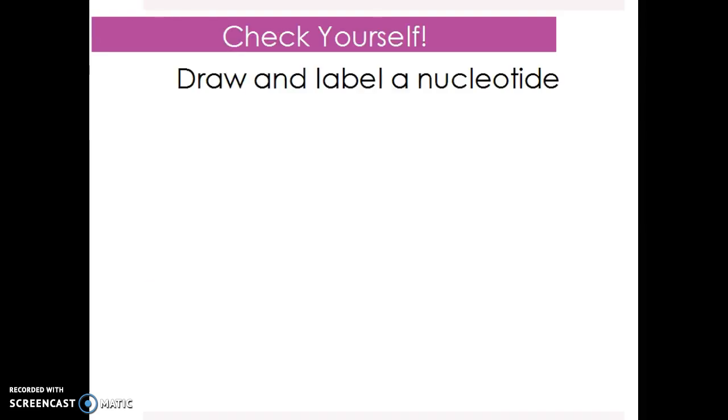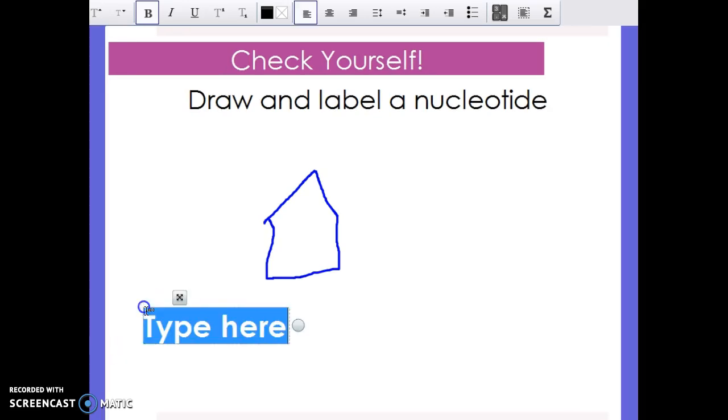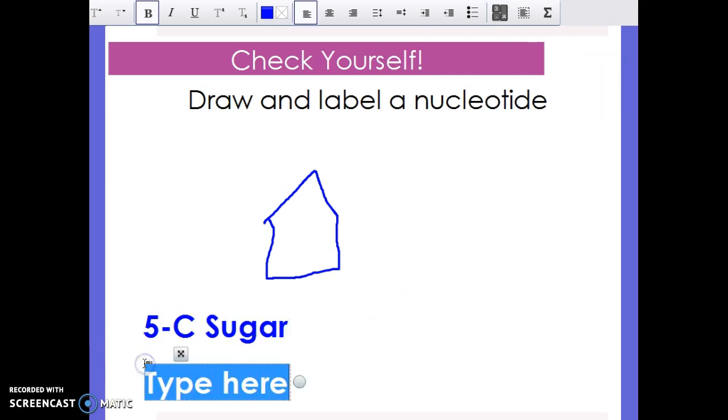When we draw a nucleotide, you are going to draw a pentagon, so a house-like structure, like mine. Maybe yours is better than that. That will be the sugar, the 5-carbon sugar. So I'll write that in blue: 5-carbon sugar. And then you're going to have the nitrogen base, which I want to make green.